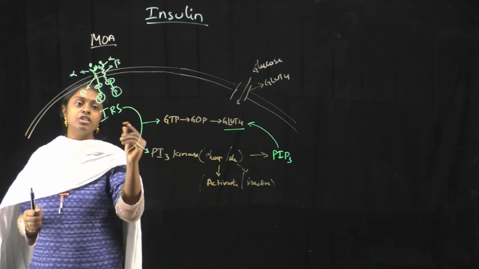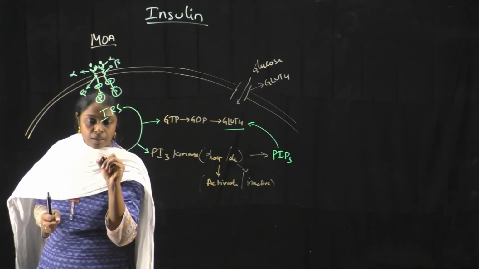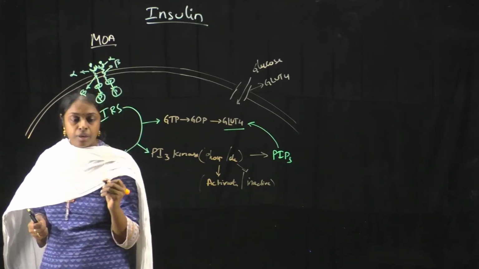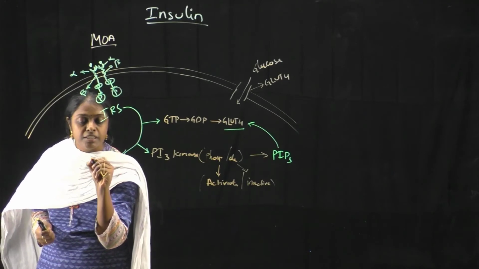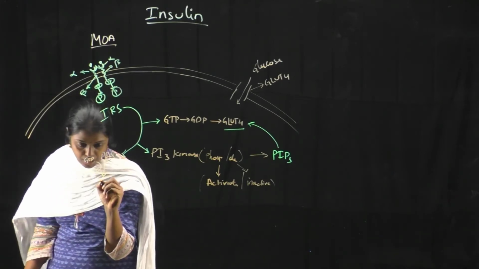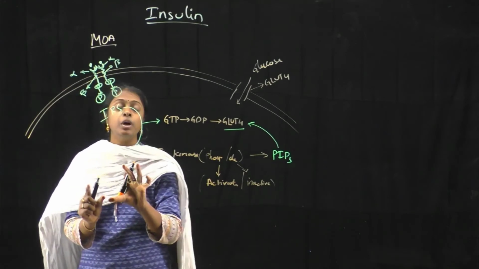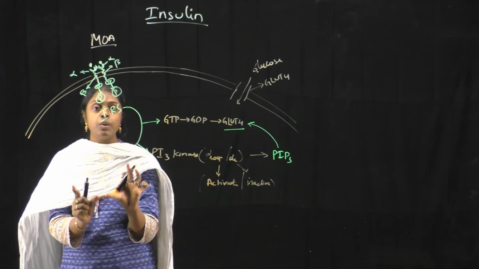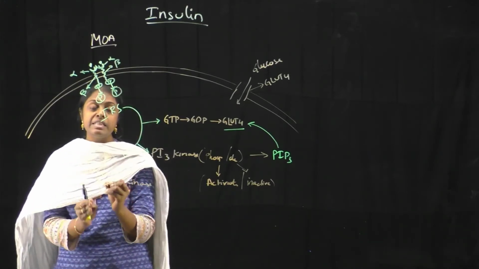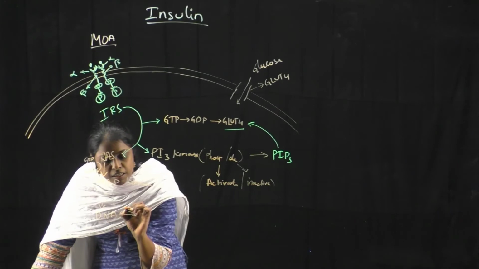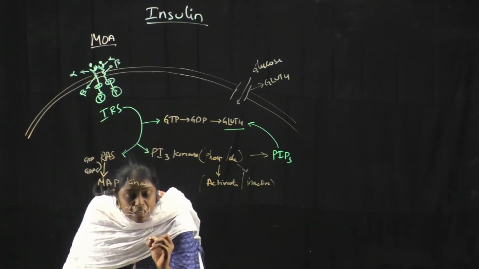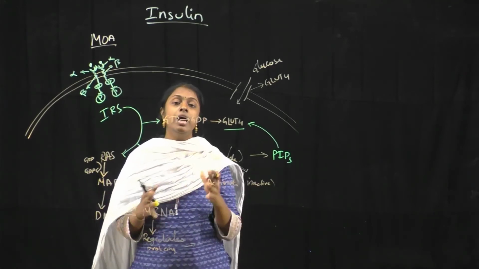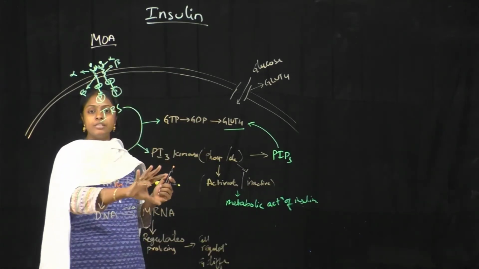So the third function of this IRS is RAS, regulation of cell division and differentiation. Here it will convert GTP into GDP. This is converted into MAP kinase. So what is this MAP kinase? Mitogen activated protein kinase. When it is activating this MAP kinase, DNA is transcribed to mRNA, which will regulate the proteins, which will help in the cell regulation and differentiation. So this is the mechanism of insulin.